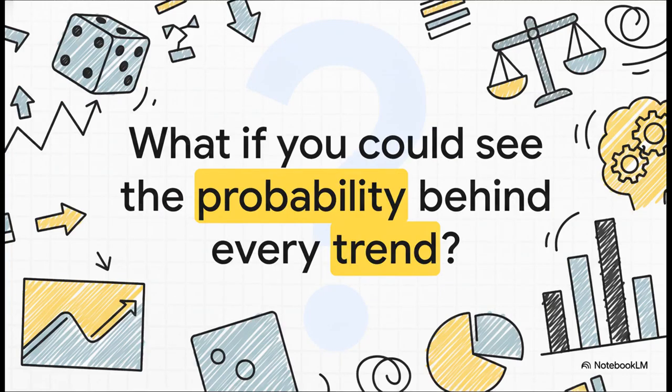So that really brings us to our final thought. We just turned 5 chaotic charts into one single clear insight. And it kind of begs the question, doesn't it? How would your decisions change if you could actually see the probability behind every single market trend?